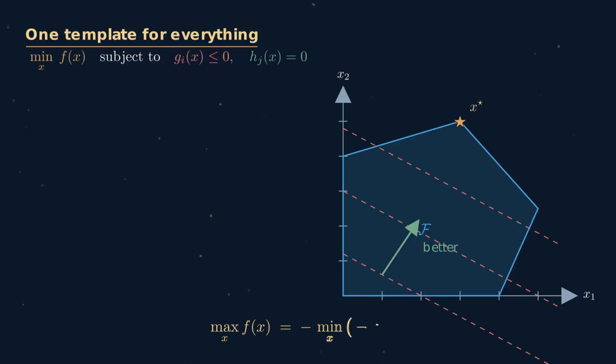And what about maximizing? No new theory needed. Flipping the sign of the objective doesn't move the best point, so maximizing f is just minimizing minus f.